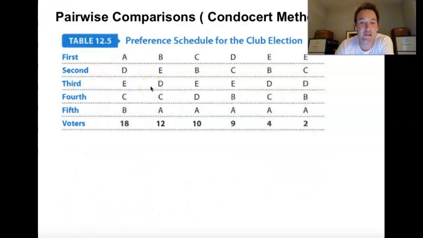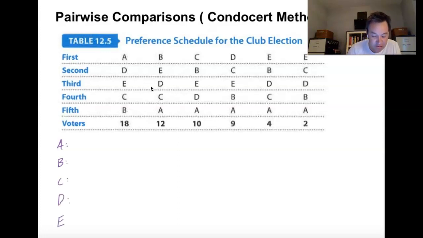Okay, this is the last one. This is our pairwise comparisons, or the Condorcet method. So this is where we look at each candidate head-to-head, and then we'll determine who won the most head-to-head matches, and they win the overall election.